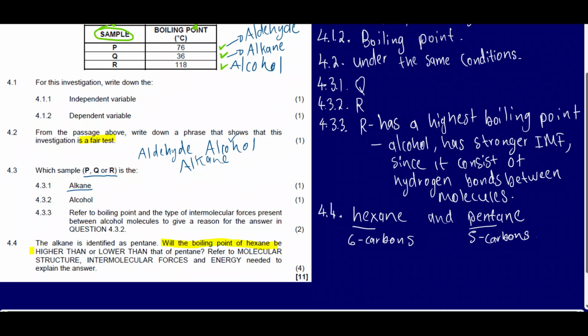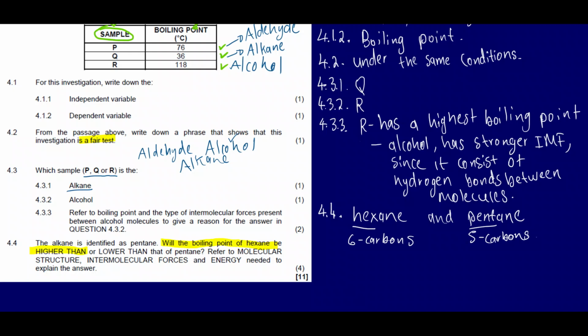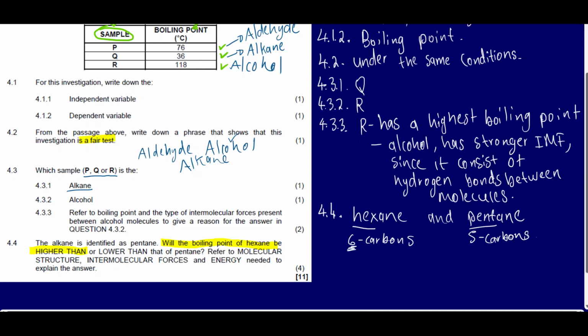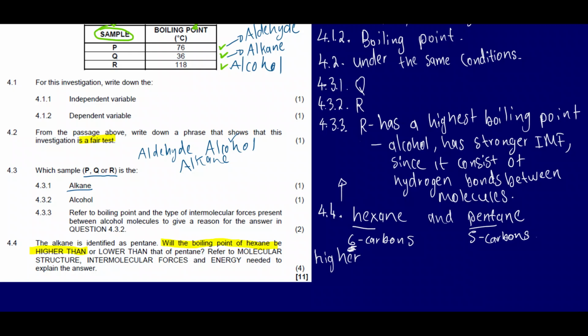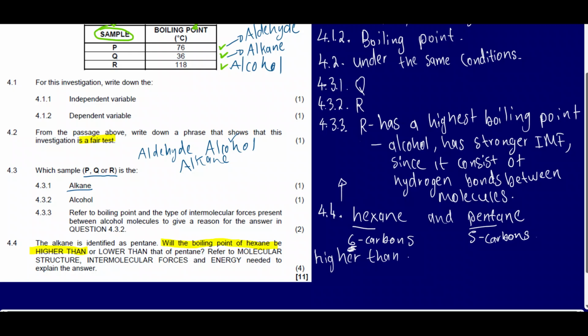So we're expecting it to be higher than, because hexane has more carbons on the longest chain, right? So we'd say the boiling point would be higher. Remember, a compound with a longer chain would have a higher boiling point. So the longer the chain, the higher the boiling point, right? So we'd say higher than.